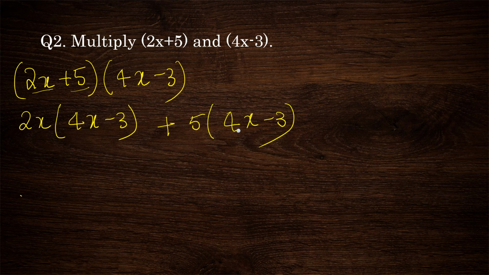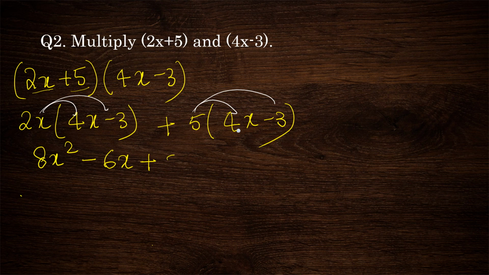Now 2x has to be multiplied with each term in the expression and 5 has to be multiplied with each term in the expression. 2x multiplied by 4x gives us 8x square, minus 2x multiplied by 3 gives us 6x, plus 5 multiplied by 4x gives us 20x, minus 5 multiplied by 3 gives us 15.